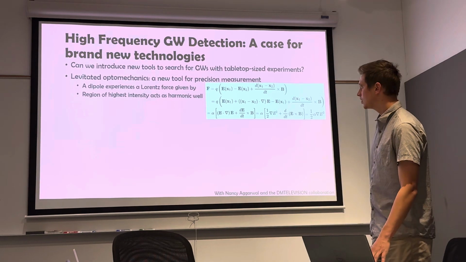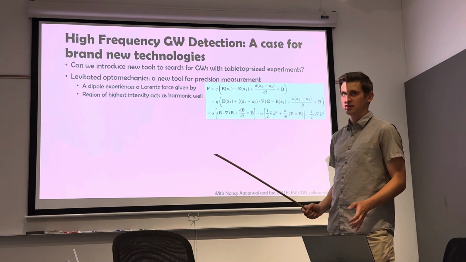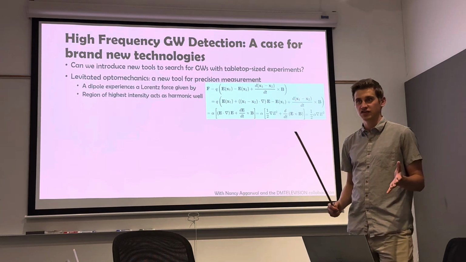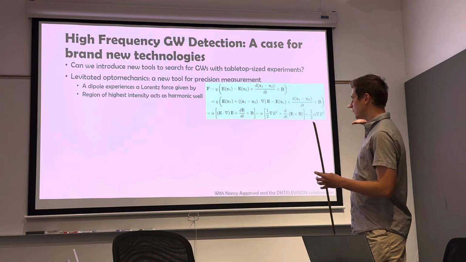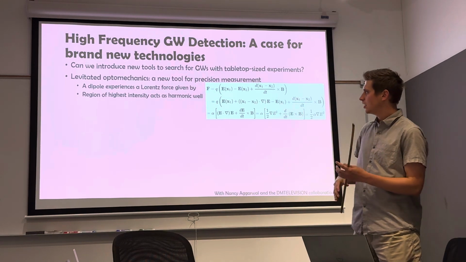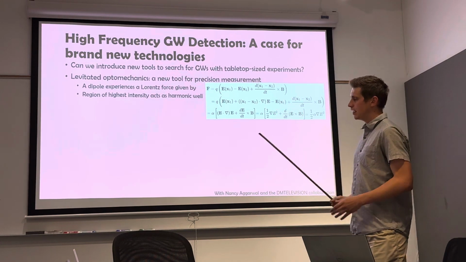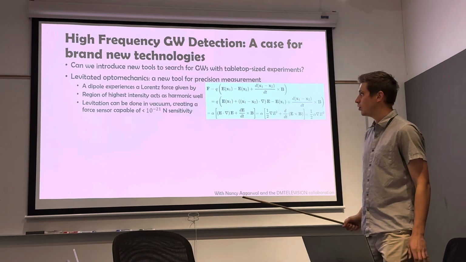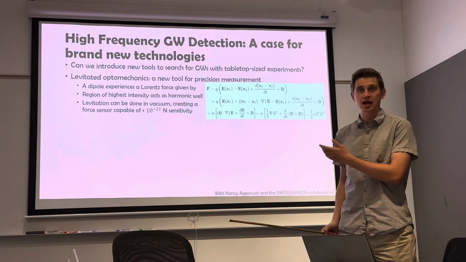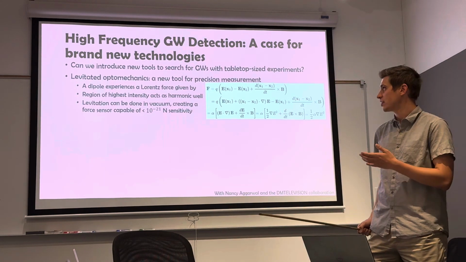So what we can do is, if we have some Gaussian electric field where the beam sort of focuses and then expands, we can actually levitate some small dielectric particles which act as a dipole when an electric field passes through them.